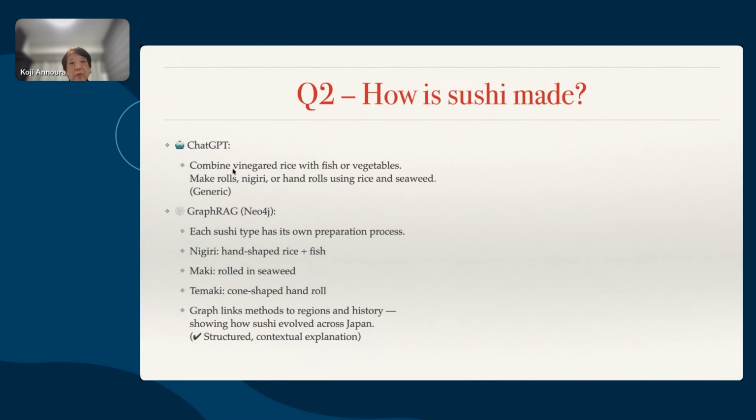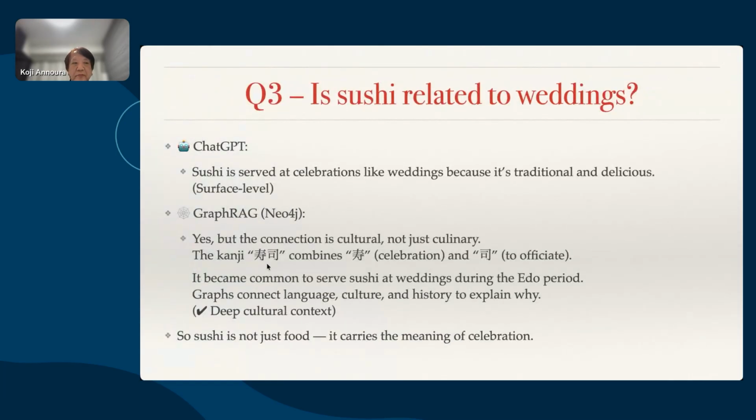Okay, how is sushi made? ChatGPT says: combine vinegared rice with fish, vegetables, and so on. It's just generic. But GraphRAG with Neo4j says: nigiri is hand-shaped rice plus fish, maki is rolled in seaweed, and temaki is a cone-shaped hand roll. It's a good answer.